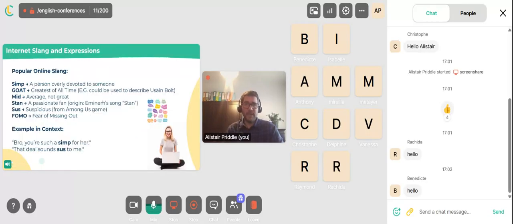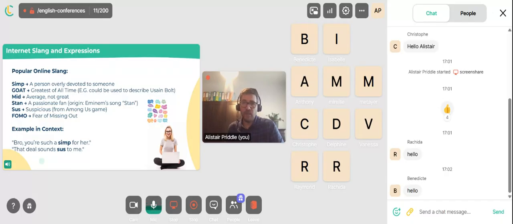There is, of course, internet slang. So let's think a little bit about internet slang and expressions. Some popular online slang. We've got some good and popular examples here. Simp, a person overly devoted to someone.